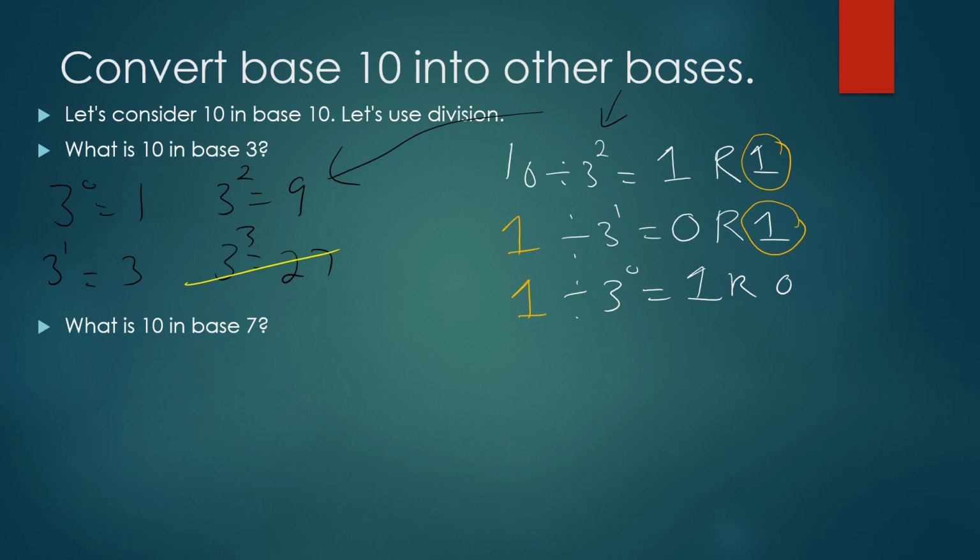Notice here that the digits lined up here are the digits of our number, where 10 is the same thing as 1, 0, 1 in base 3.